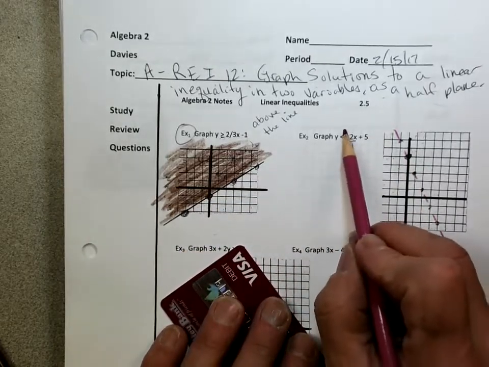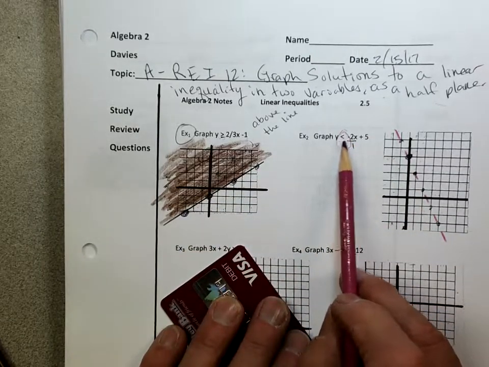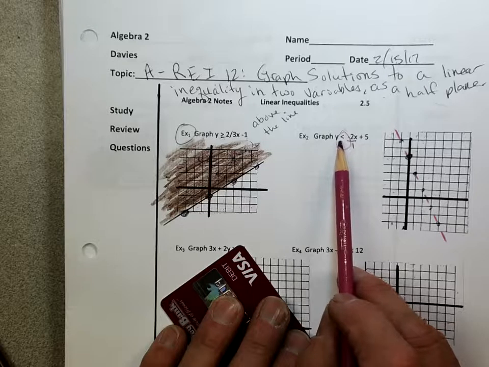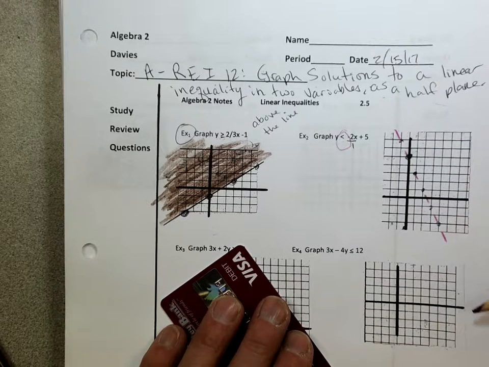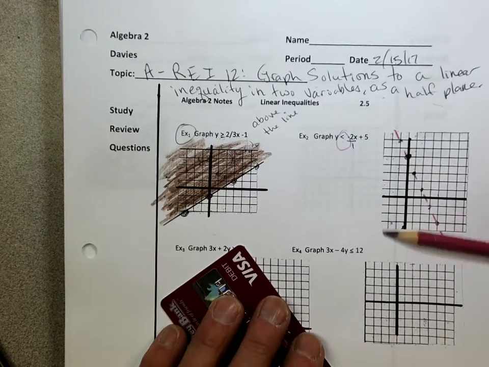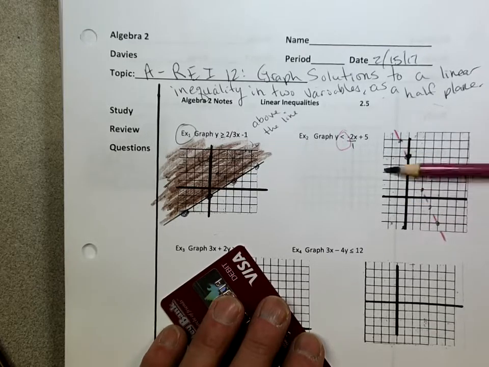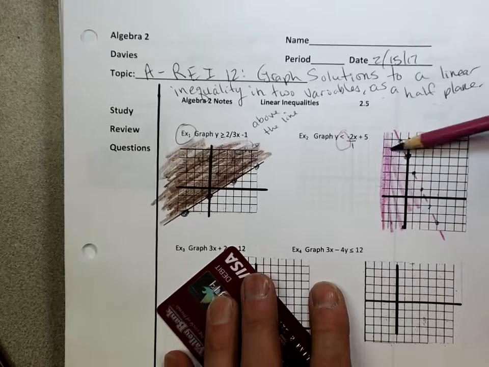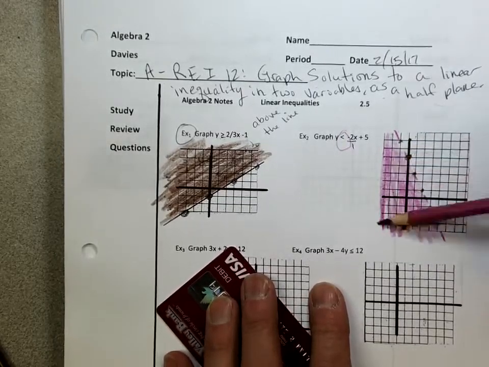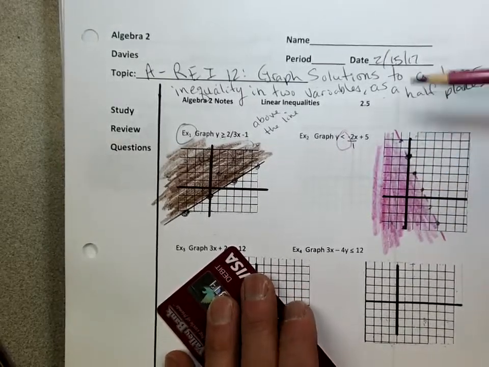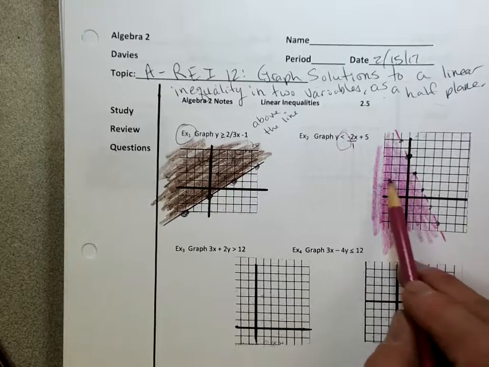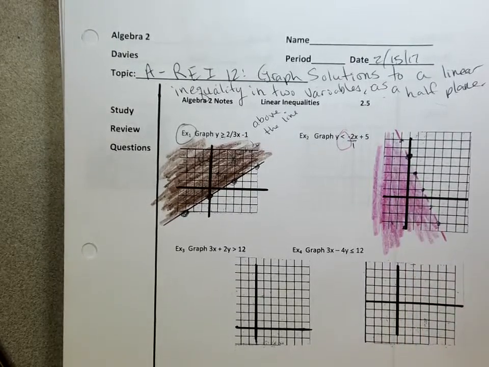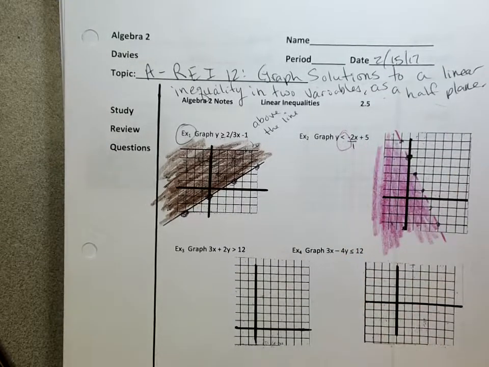The reason I put a dashed line is there's no equal sign here, so it does not equal the line. So put a dashed line to show it does not equal the line. Now, less than. If I want to be less than this line, I have to be everything below. So everything below this line is part of my solution. So I graph this half plane, and every point within this half plane is a solution to y is less than -2x plus 5.